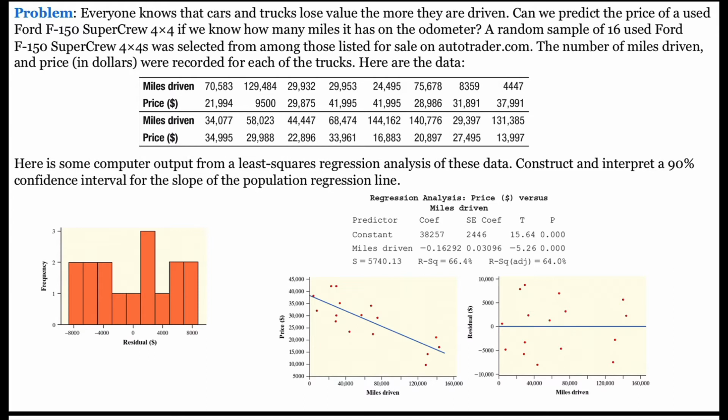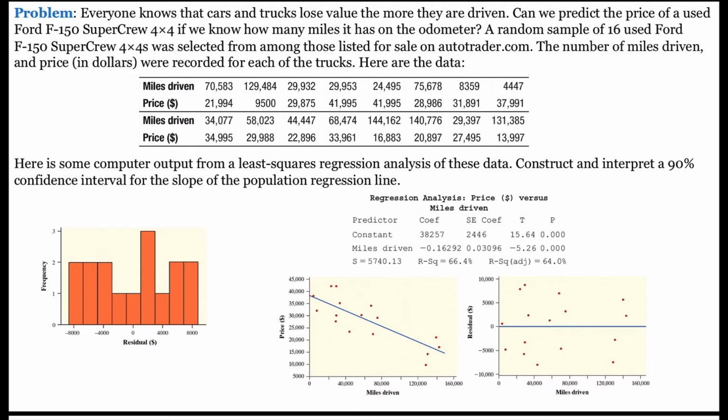Okay. So the question is, can we predict the price of a used Ford F-150 Super Crew 4x4 if we know how many miles it has on the odometer? A random sample of 16 used Ford F-150s were selected among those listed for sale on autotrader.com. The number of miles driven and the price in dollars are recorded. Here is the data.